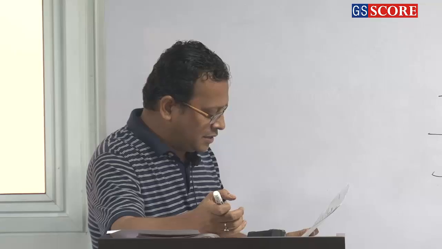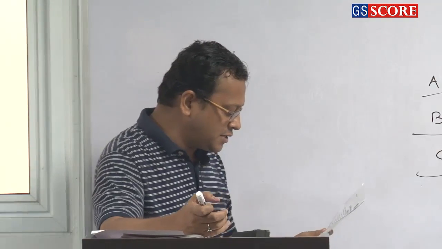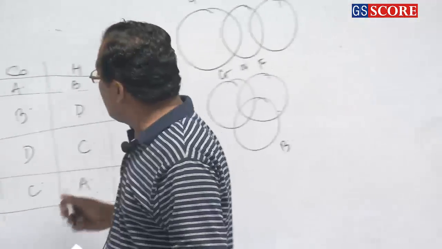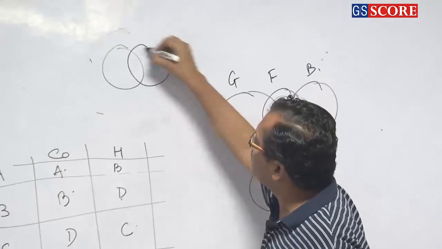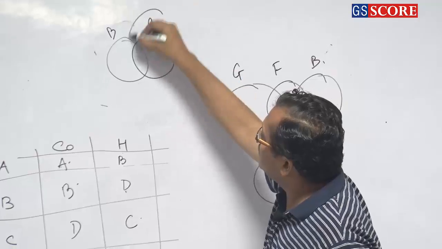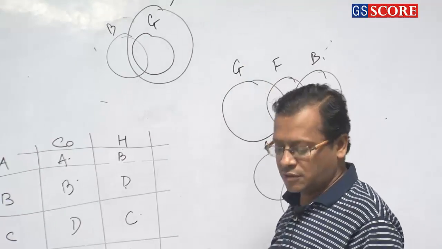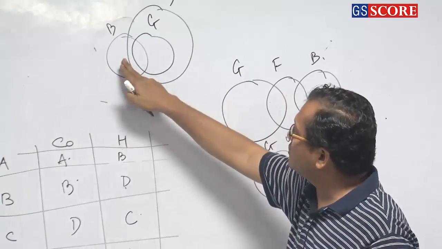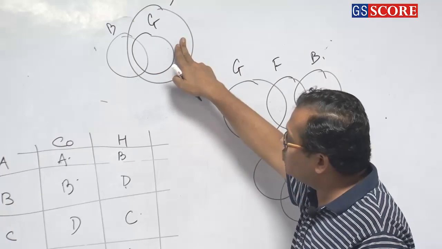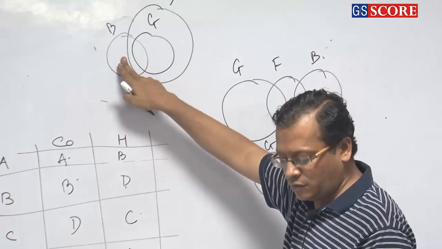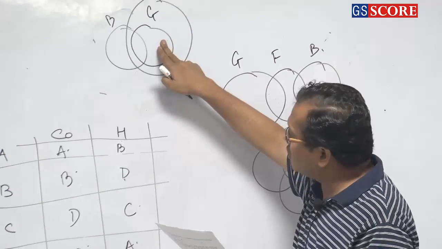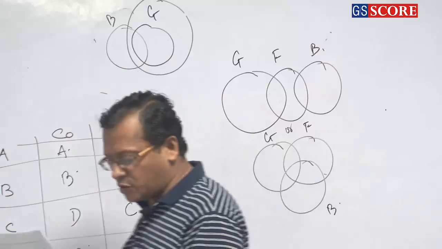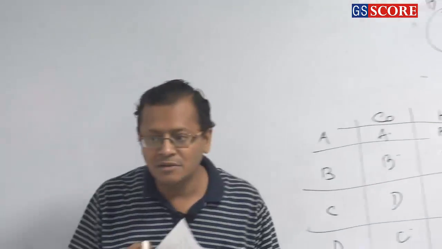Okay. Some boys are girls, all girls are students. Some boys are students, can follow. Some students are boys, has to follow. Some students are girls, has to follow. All students are girls, will not follow. So option number A is our answer. Easy.